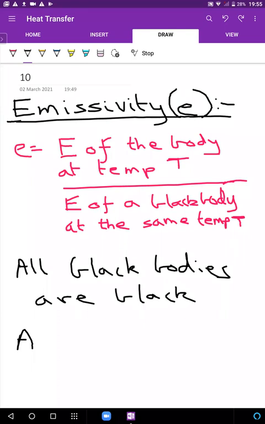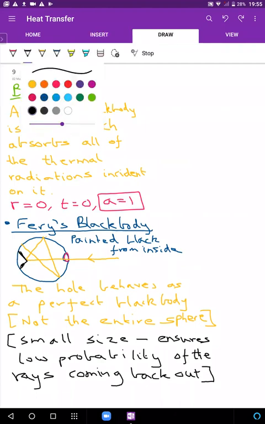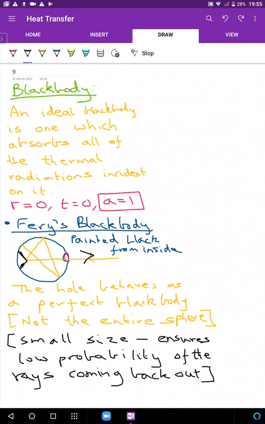A black body is going to absorb all the radiations. It's also going to absorb all the colors falling on it. And one of you is saying, sir, in Ferry's black body, the hole wasn't black in color. What do you think you're going to see when you look at the hole? When you place your eye over there and try to look at the hole, what color will the hole look to you? Is any light coming from the hole towards your eyes? There's no light coming from the hole towards your eyes. So the hole is going to look black to you.